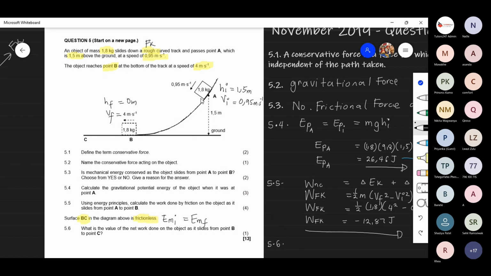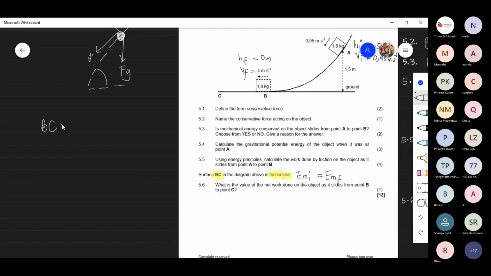So 5.6, what is the value of the net work done on the object as it slides from point B to point C? So we need to figure out what the net work done on this object is equal to. They've stated that because this surface is frictionless, we're not even going to use our mechanical energy formula. It's only one mark, which means that your answer is simple, right? So between B to C, let me draw a free body diagram.